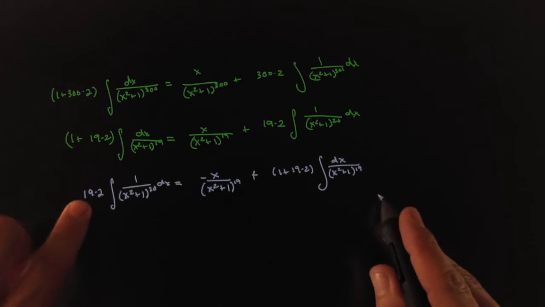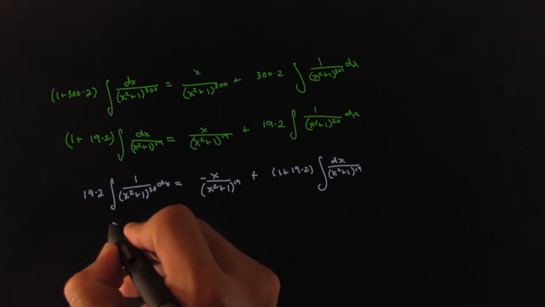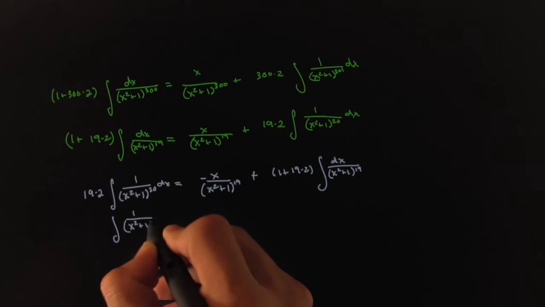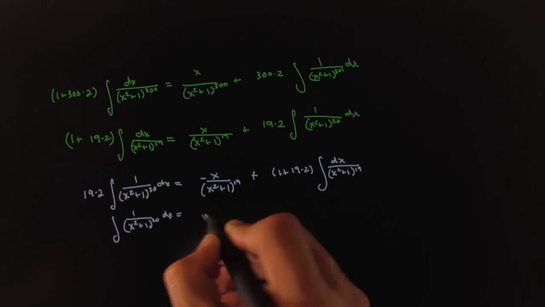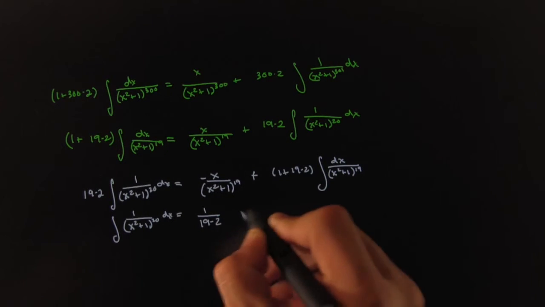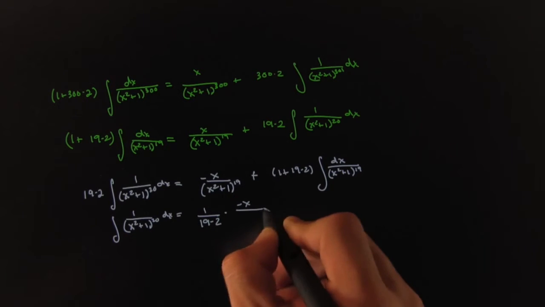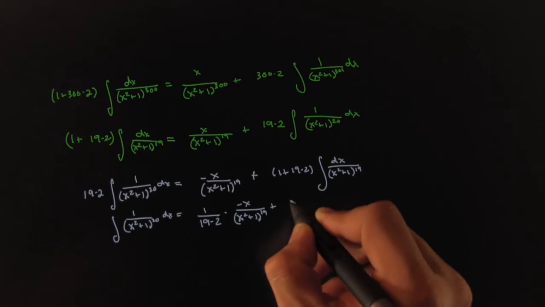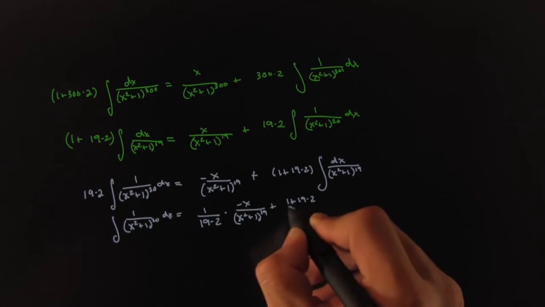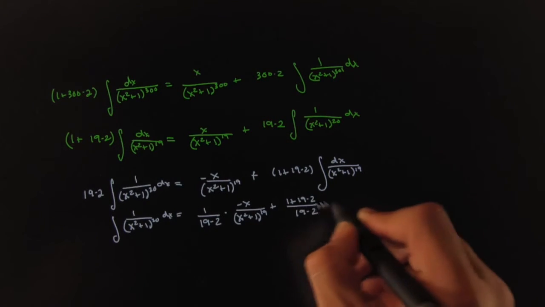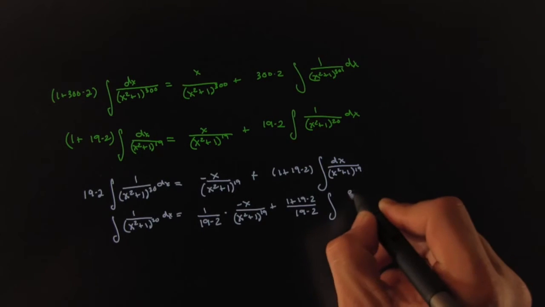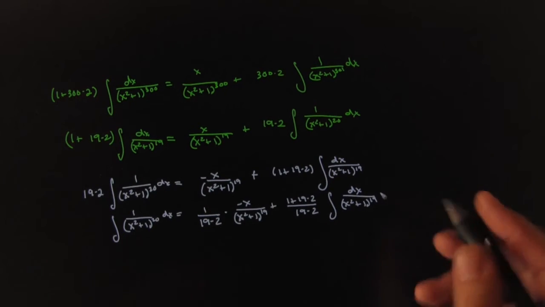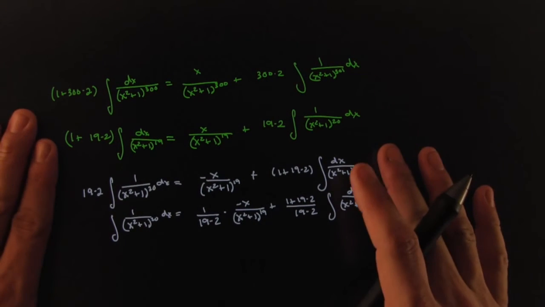Now I can see the pattern. I can divide both sides by that still, so I get that integral of 1 over x squared plus 1 raised to the 20th dx is equal to 1 over 19 times 2 times negative x all over x squared plus 1 raised to the 19th plus 1 plus 19 times 2 all over 19 times 2 times the integral of dx all over x squared plus 1 raised to the 19th. Duh, exactly what you would expect.